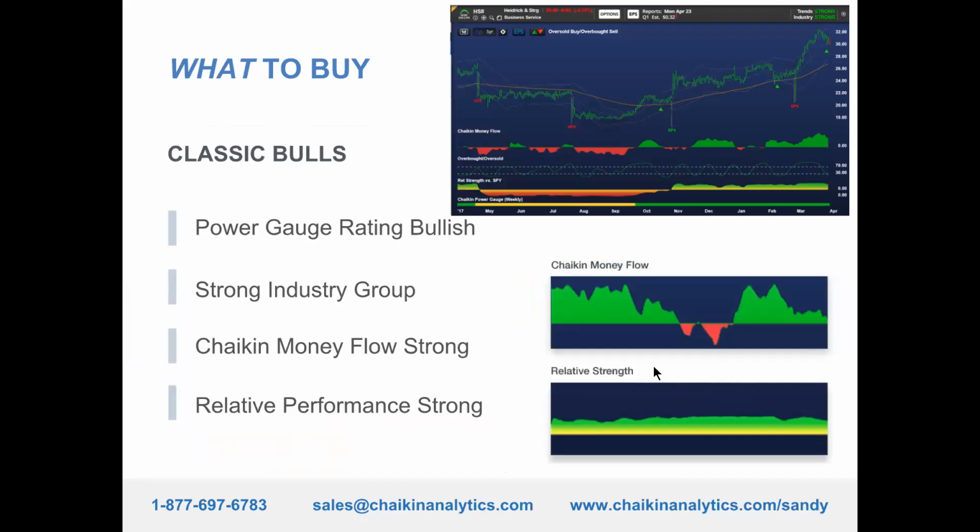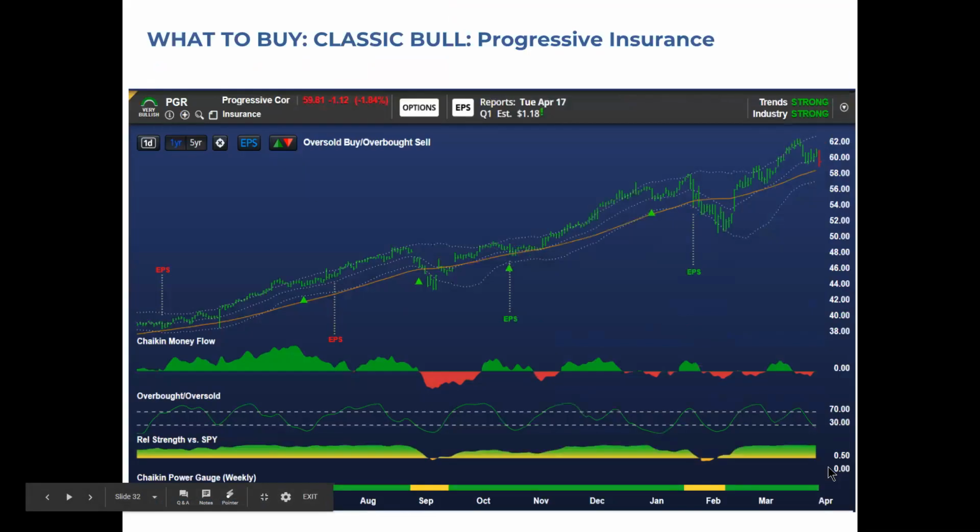Okay, what to buy? Before you can know when to buy something, you've got to know what to buy, right? So let me take a minute here to explain what you want to look at when you're evaluating a stock to buy. Because if you get your timing right and it's the wrong stock, it doesn't matter, right? It's still not going to be a good decision. So you've got to know what to buy. We call it a classic bull. And these are the attributes that a classic bull stock has to have. Let's go through them in a little detail on an actual chart.